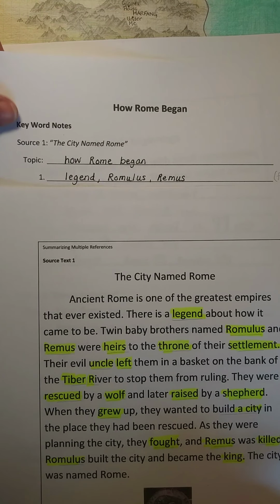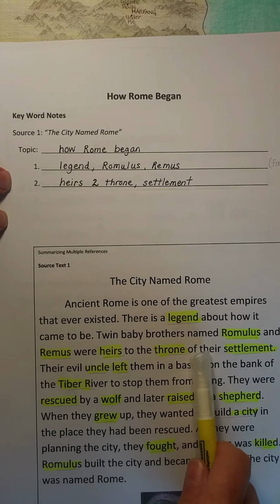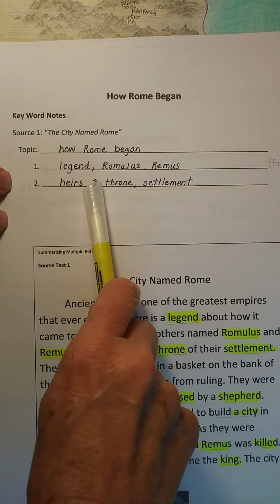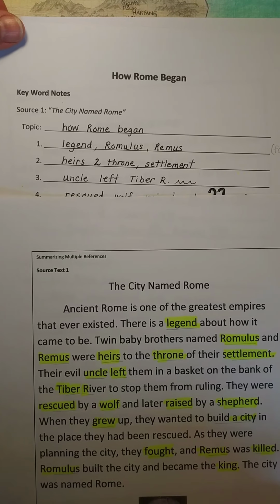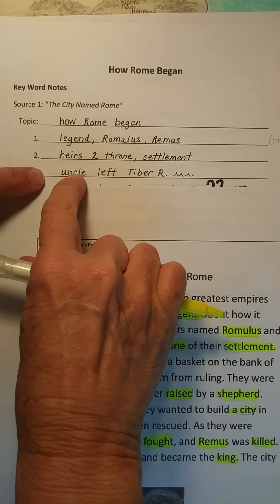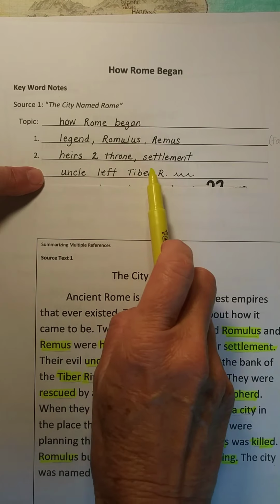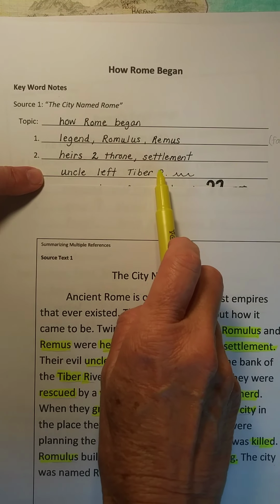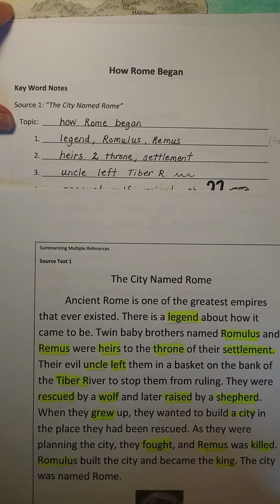Next, I have that they were heirs to the throne of their settlement. Then we have their uncle. You could put an angry face next to him if you wanted to indicate that he was evil. Left them on the Tiber River. And in case you don't know what Tiber R is, I just put some water there if you want to write that to help you remember.